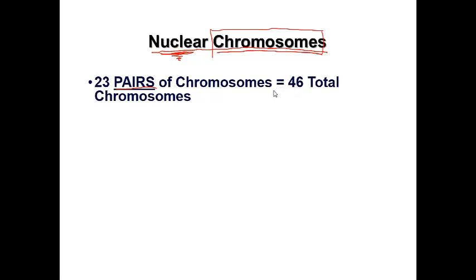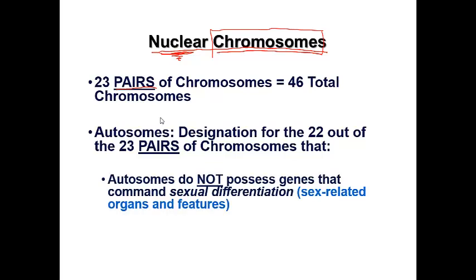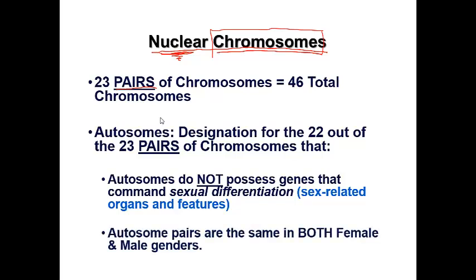All right, 22 out of these 23 pairs of chromosomes are designated as autosomes. All right, and the reason they're designated as autosomes is that autosomes are shared by both males and females. They do not possess any genes that command sexual differentiation.